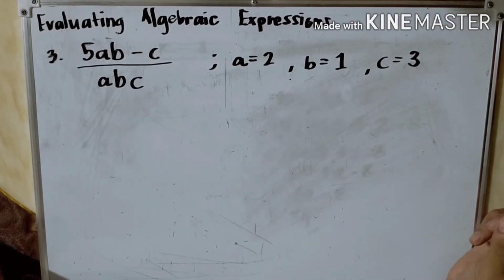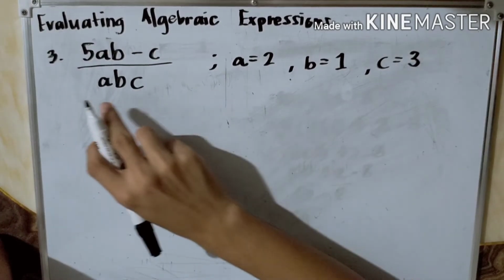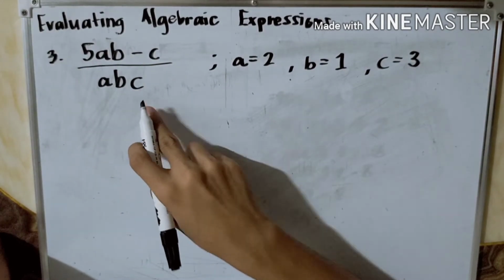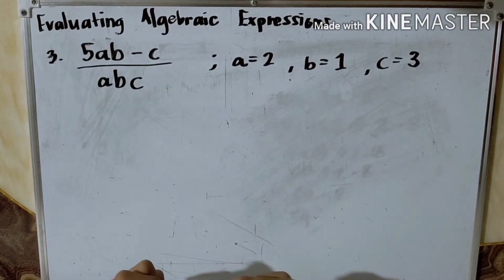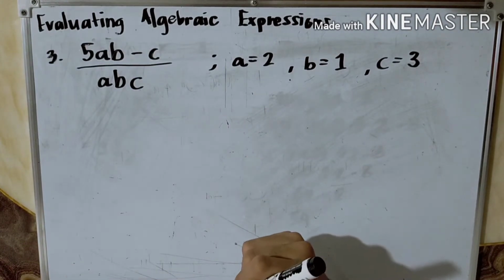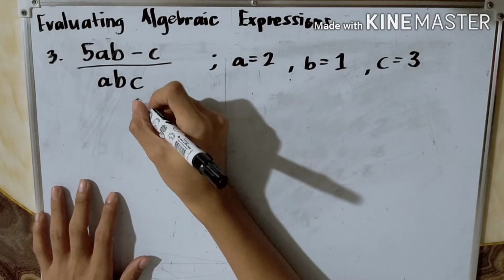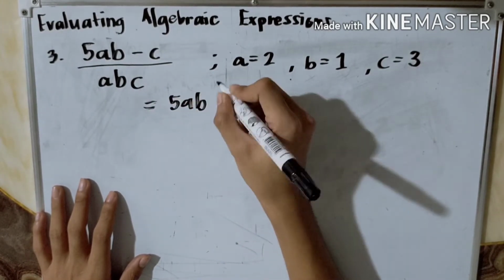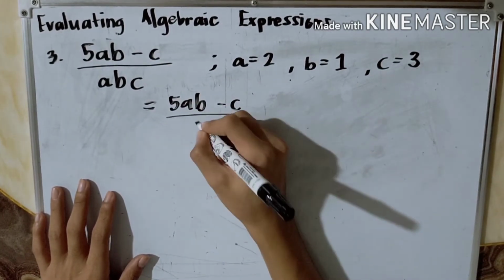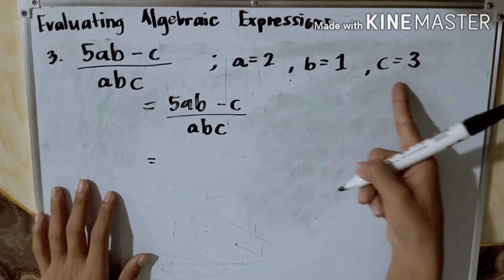So, ating last example, I have here the expression 5ab minus c divided by a, b, and c. If our given value of the variables is a is equal to 2, b is equal to 1, and c is equal to 3. So, substitute muna natin. First, copy the given expression, 5ab minus c all over a, b, c. Then, substitute the given value.